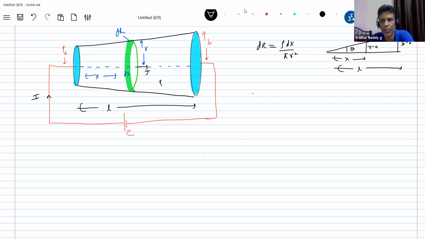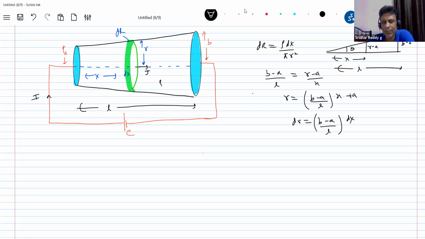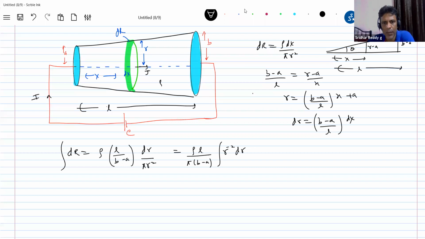We'll agree on this triangle. So tan theta from this, I can write as b minus a by l equal to r minus a by x. So r is equal to b minus a by l into x plus a. I'll differentiate this: dr equal to b minus a by l into dx. Let me replace the dx term in the above equation. So dr equal to rho, dx will be l by b minus a into dr, divided by pi r square. So rho l by pi into b minus a, r to the power of minus 2 dr. So the limit will be from a to b.